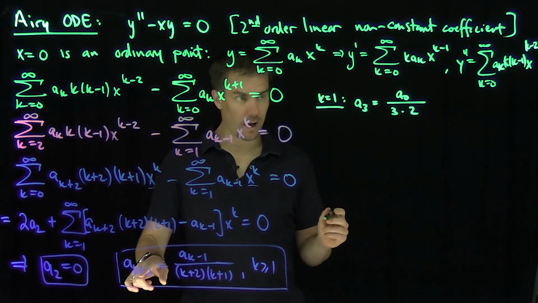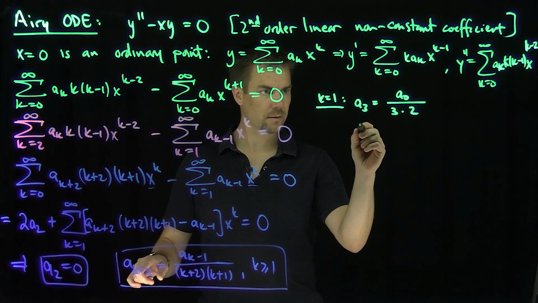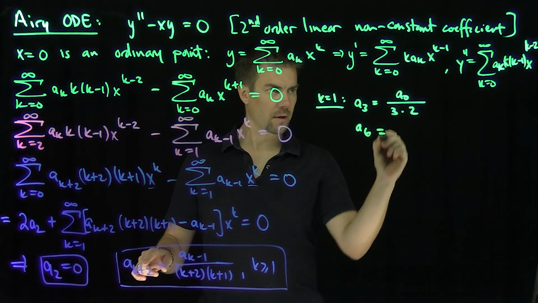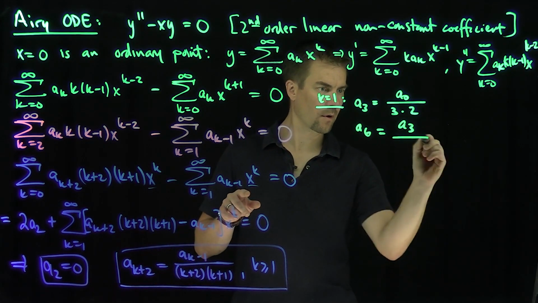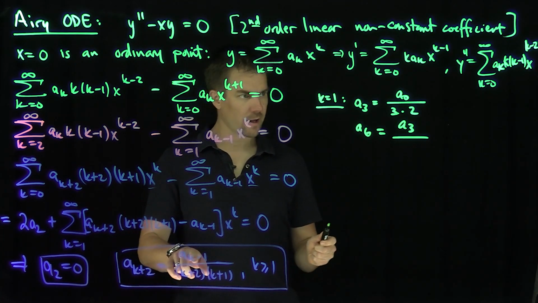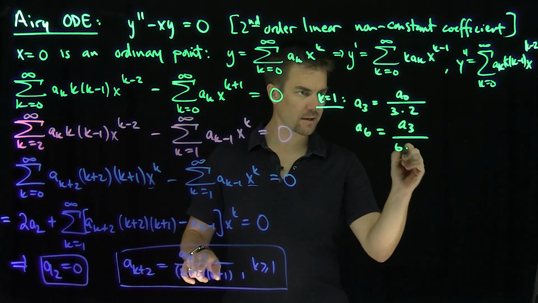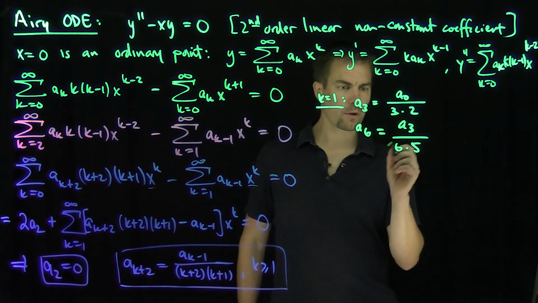So if I want to do the A6 term over here, A6 is going to be what? That's plugging in 4. So that's going to be an A3 over what? A3. So I plug in k equals 4, get an A3, and I get a 6 times 5. I have to skip the 4s. That's the whole point behind this, right? And so in general, we'll do one more over here.